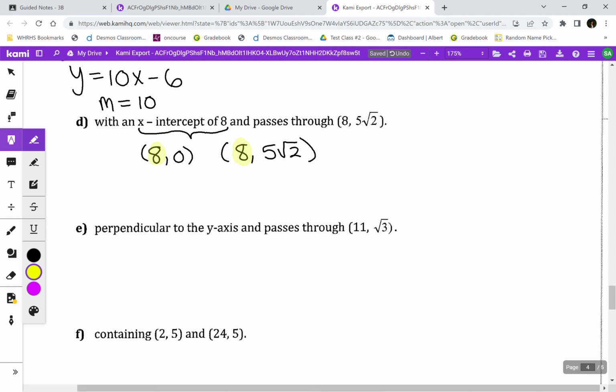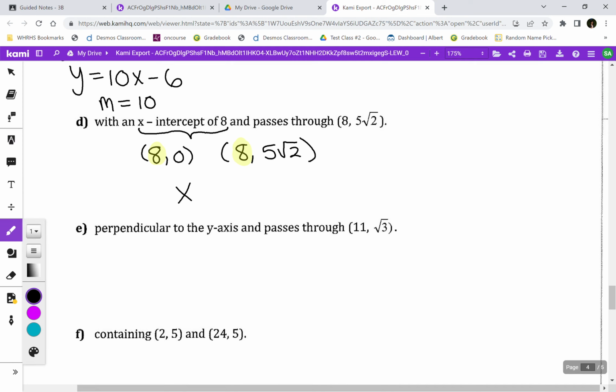No, it's only moving up and down. If it's only moving up and down, what kind of line is it? Vertical line. It's a vertical line. What's the equation of a vertical line? x equals or y equals? x equals. And x is going to equal the x coordinate. What's the x coordinate? 8.